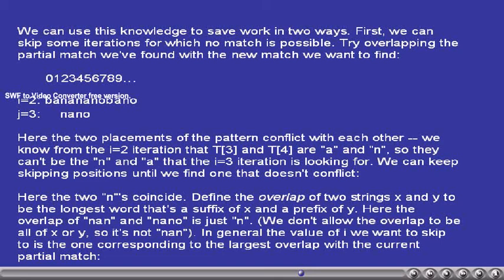Then which is the best trial? If we verify, when you start from the next iteration, I equal to 4, the T4 value is N, and the first character in P is N. Thus, these two Ns coincide, so we can continue our search from I equal to 4 onwards.